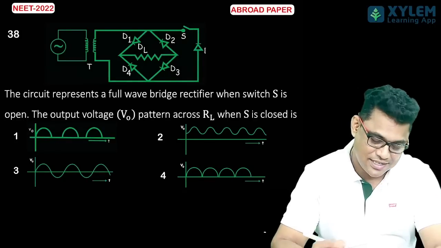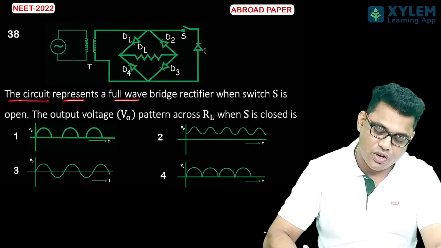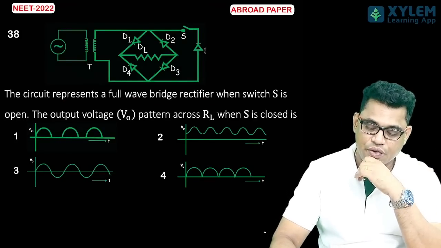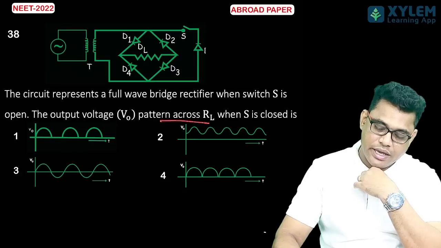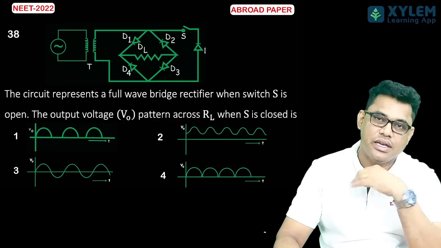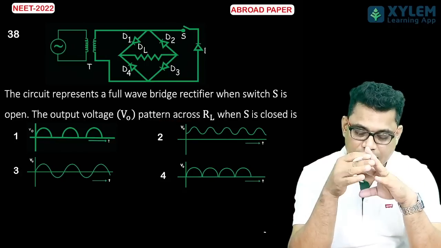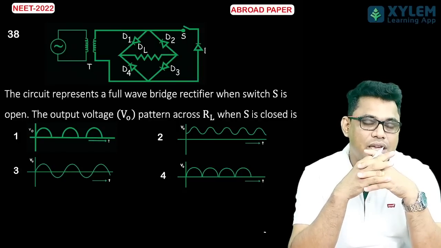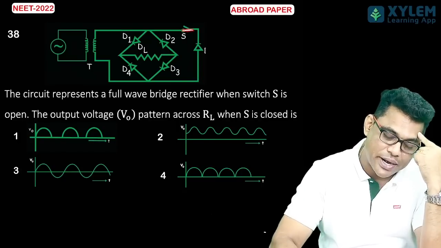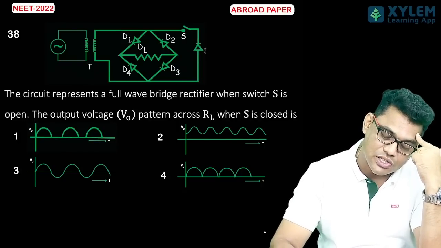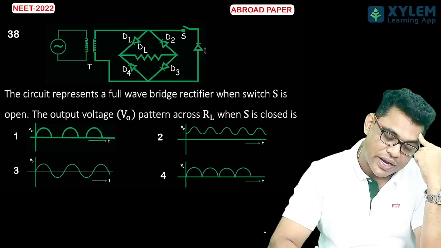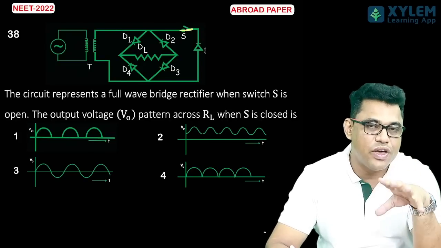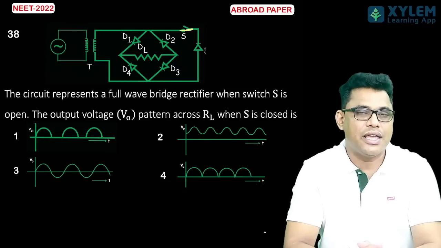Question number 38. The circuit represents a full wave bridge rectifier when switch S is open. The output voltage V0 pattern across RL when S is closed. It has been given that this is a bridge rectifier and it behaves like a full wave rectifier when this switch is open. That means there is no role for this diode then. Then what will happen when this switch is closed? That is what is asked. Whether it behaves like a full wave rectifier or half wave rectifier or something else.